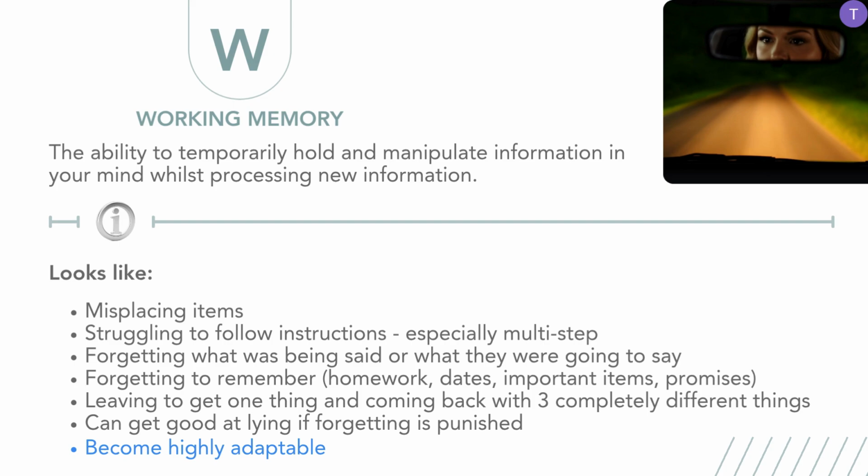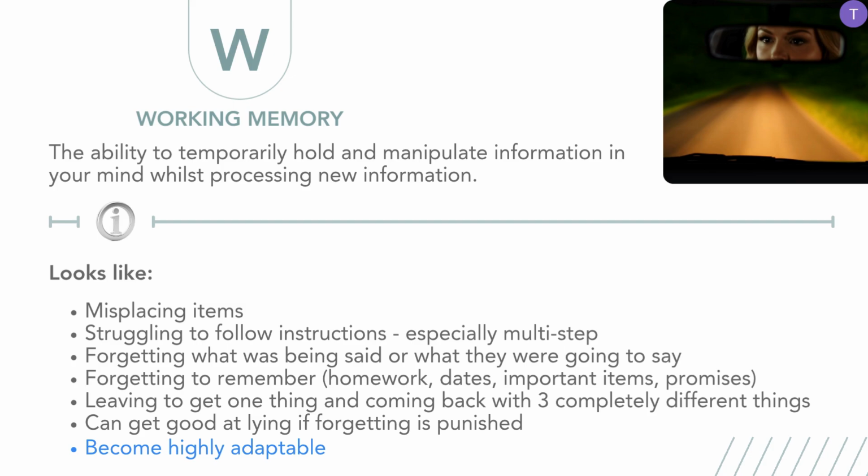So this can look like misplacing items. It can look like struggling to follow instructions, particularly multi-step instructions. It can look like forgetting what was being said or what they were going to say. I'm going to be honest, this was something that I really struggled with as a child. I would often know the answer. I'd put my hand up, and then the teacher would call me, and the stress of the situation and stress of people looking at me would make me freak out completely. I had no idea what it was that I was going to say, and I'd have to sheepishly admit to that. So it can also look like forgetting to remember, and that's a really big one.